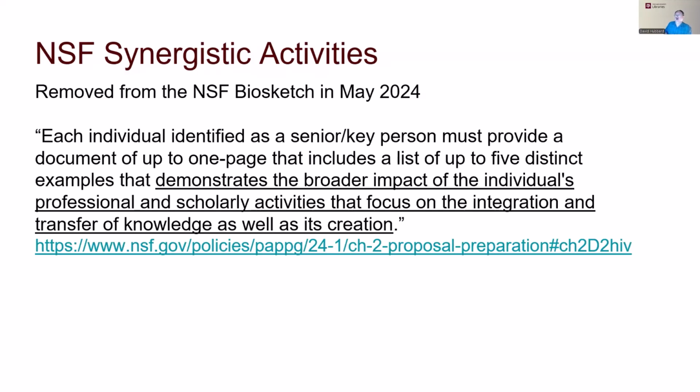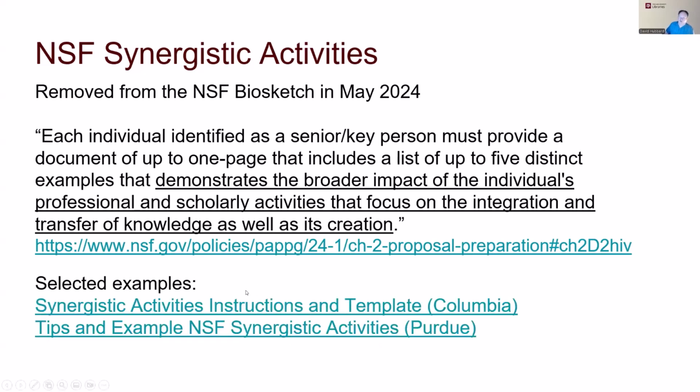And it will list up to 5 distinct examples that demonstrate the broader impact of the individual's professional and scholarly activities that focus on the integration and transfer of knowledge, as well as its creation. To the best of my knowledge, there's no particular template for this. I believe you'd create this in a Word document. I would put name, ORCID, title, affiliation, and then it's basically 5 numbered points. If it's a page long, if you do up to 5 and they need to be distinct, these are kind of short paragraphs, and we'll see an example of this in a moment.